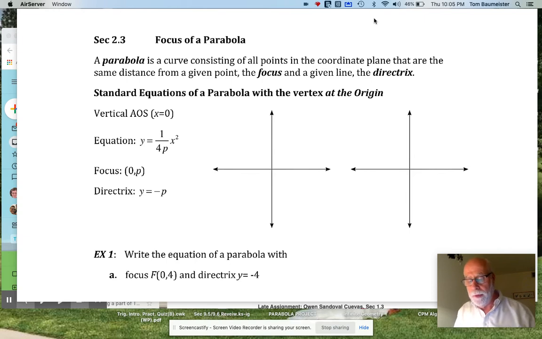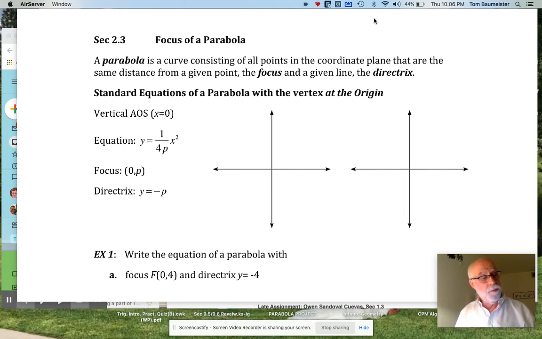So, a parabola is a curve consisting of all points in the coordinate plane that are the same distance from a given point, the focus, and a given line, the directrix. So the standard equation of a parabola with a vertex at the origin has a vertical axis of symmetry. The axis of symmetry will be x equals 0, and your equation is y equals 1 over 4p times x squared. Your focus will be (0, p), and your directrix will be y equals negative p.